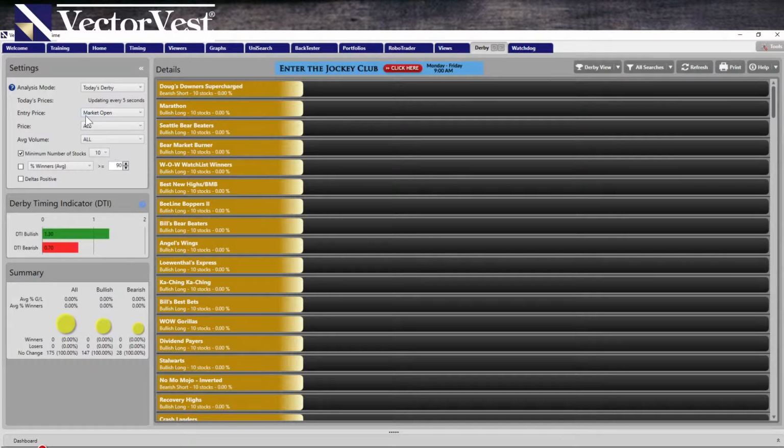All right, so the entry price is from the market open, or we can look at from the prior close.